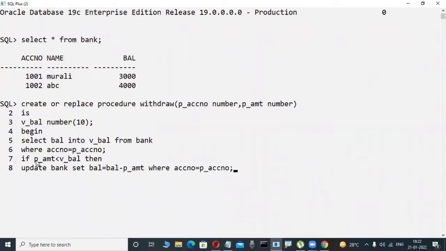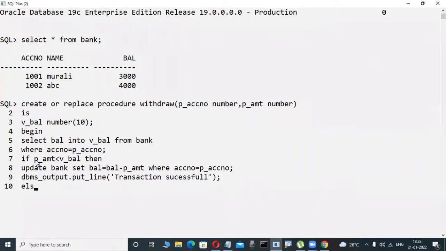Here I am writing some message, same like in Java or .NET. Some messages I try to display. Your transaction is successful. Transaction successful. Don't worry about this one, just observe it here.